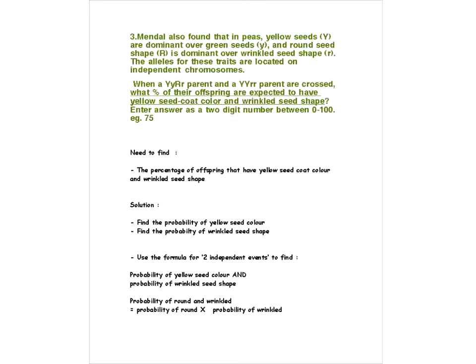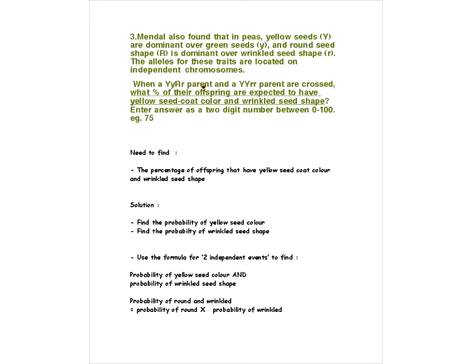Now on to the next one. So the next one says Mendel. Okay, he was a guy who was always working with peas. So he found in peas yellow seeds, which are capital Y, are dominant over green seeds, small y, and round seeds, seed shape, capital R, is dominant over wrinkled seed shape, small r. It says the alleles for these traits are located on independent chromosomes.